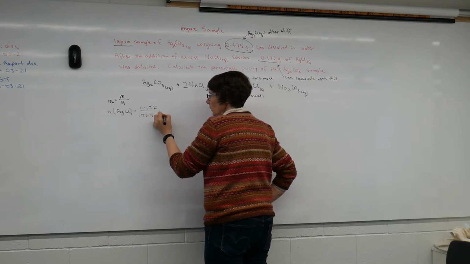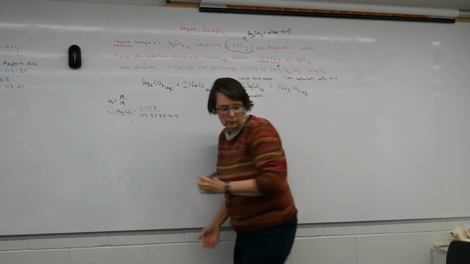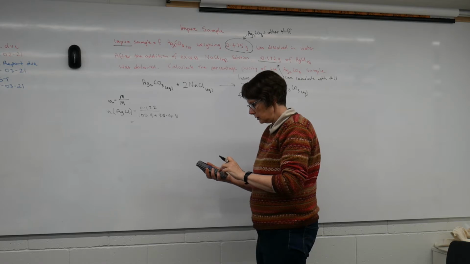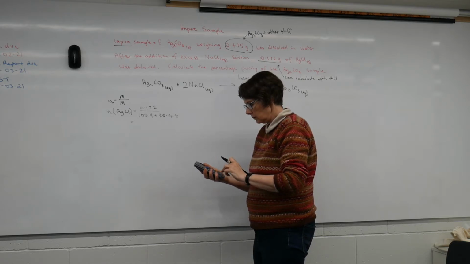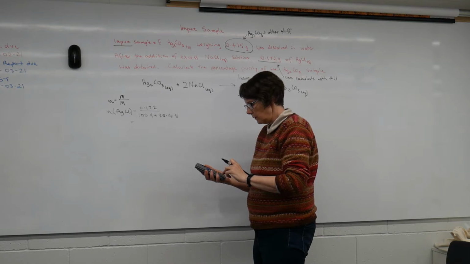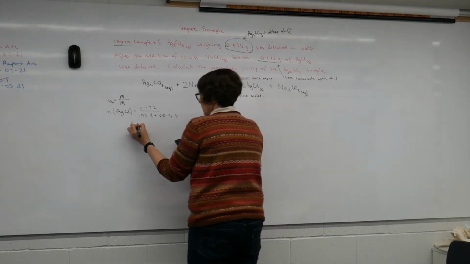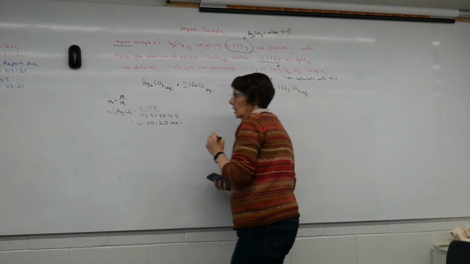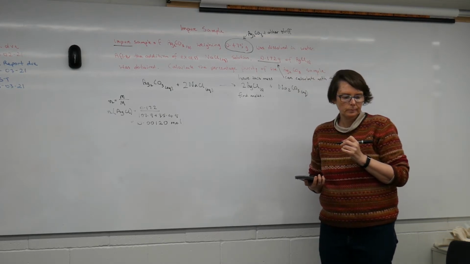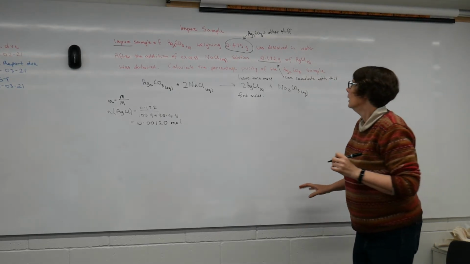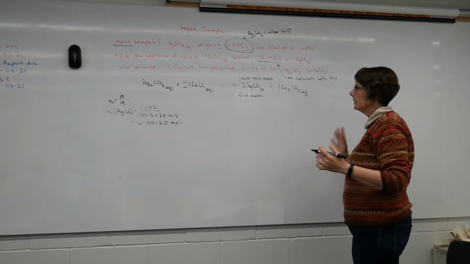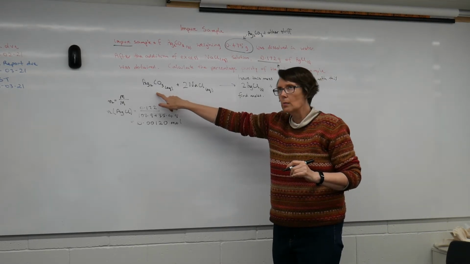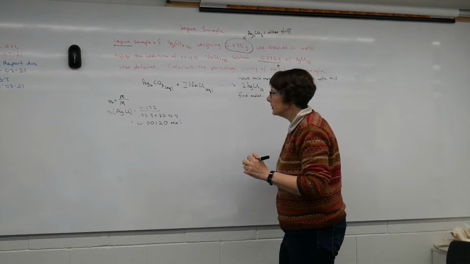107.9 plus 35.45. Because I've just made this up, I will have to do this as a calculation. 0.172 divided by 107.9 plus 35.45 gives 0.0012 moles of silver chloride produced. Now I look at my balanced chemical equation, and I want to then find out, well, how many moles of silver carbonate reacted.